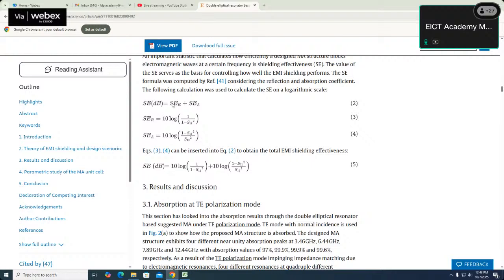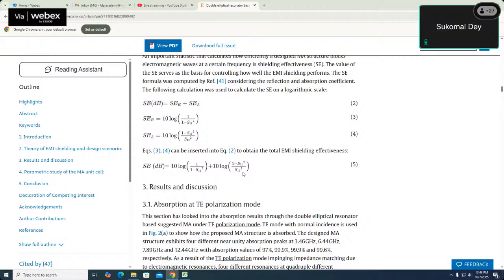where the reflective type of SC and absorption type of SC are both in a summation way. So the final equation is this equation number 5, in which when I am solving this equation, the S11 terms are cancelled out. Only the S12 terms are present here.